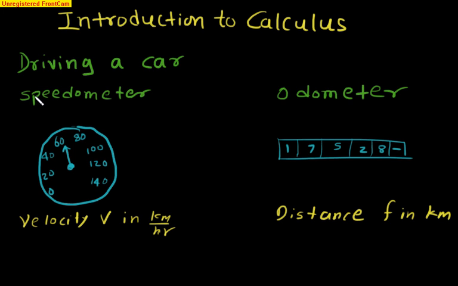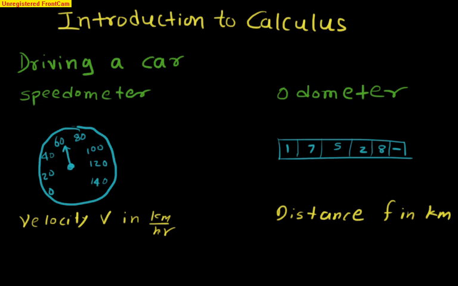Driving a car. Friends, we have two meters on a car. One is the speedometer, which records the speed of our car, and here I have written it in kilometer per hour. Another meter is the odometer, which records the distance traveled by the car, which I have written here in kilometer. Friends, these are two simple meters.